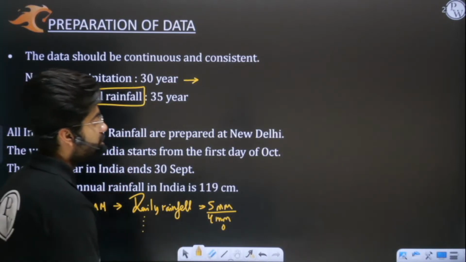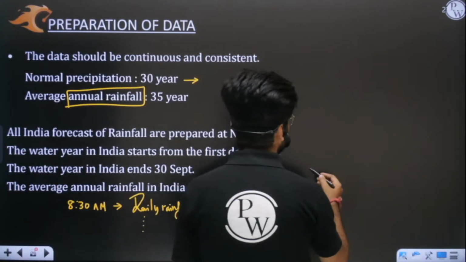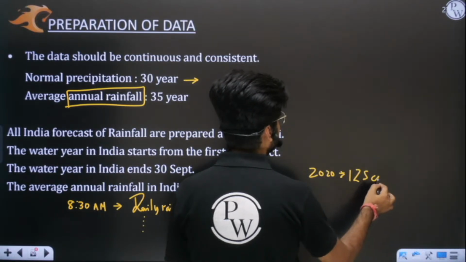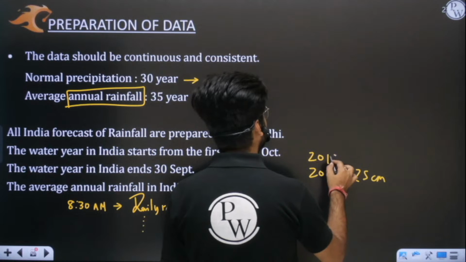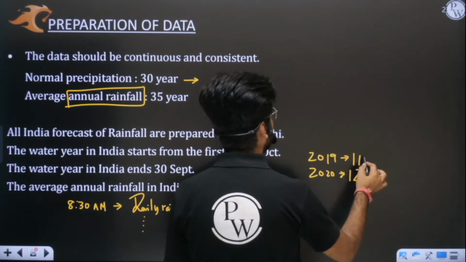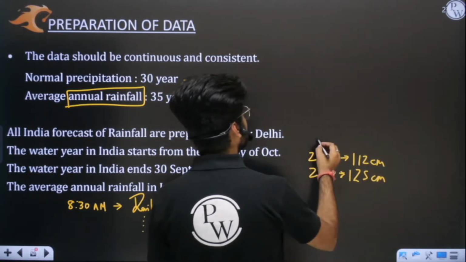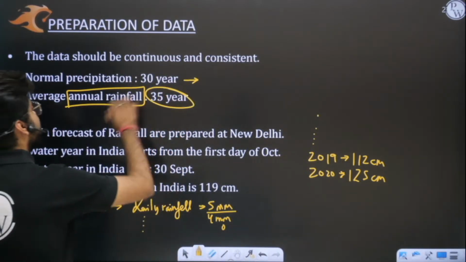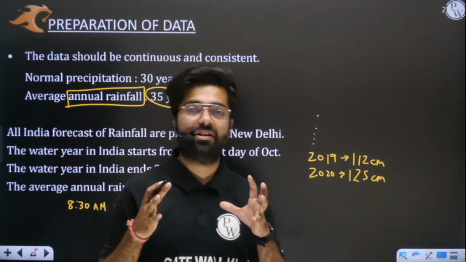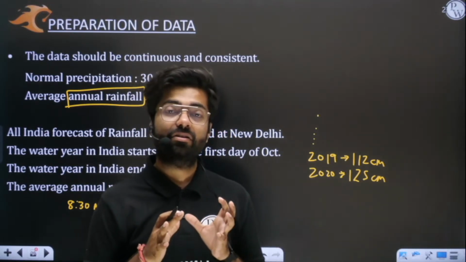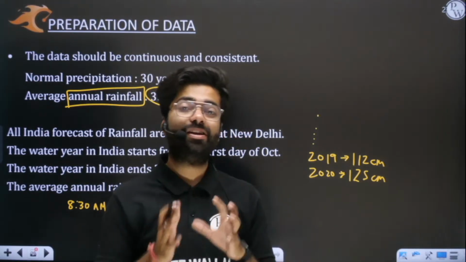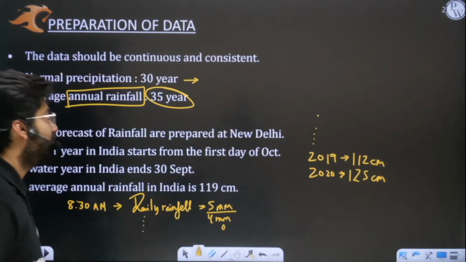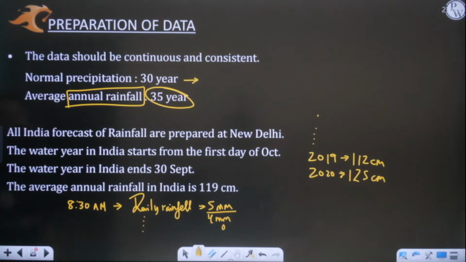Annual rainfall is for the entire year. So let us say for 2020 we have an entire year's rainfall of 125 centimeter. For 2019, let us say we have 112 centimeter, like that. How many years will we take? We will take 35 years of data. Tell me how much data we will take? How many yearly rainfalls? Sir, we will take 35. We will take 35 years of data and take out the average.